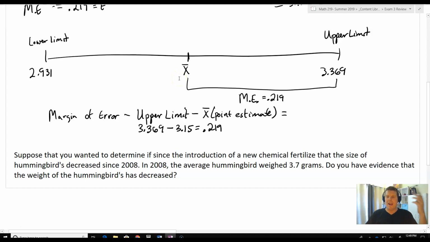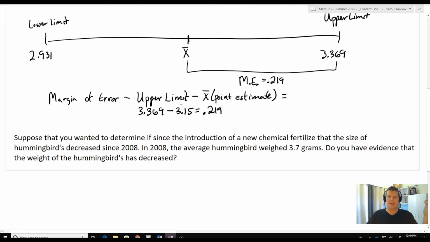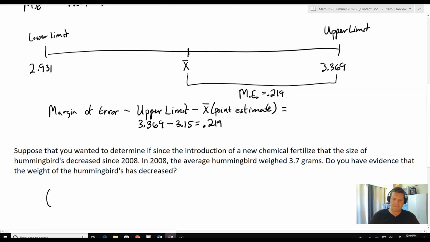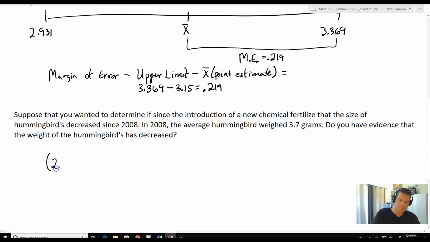So remember, this is the sample evidence that I gathered that created this confidence interval. I'm going to write out my confidence interval again just so that I remember what it is. It's going to be 2.931 to 3.369. So as you're working, you're going to have that information.